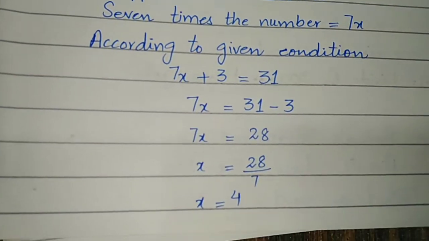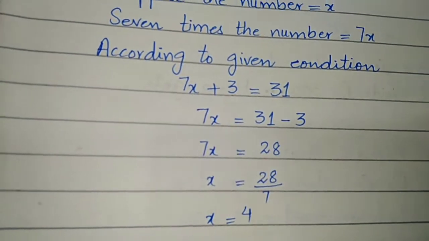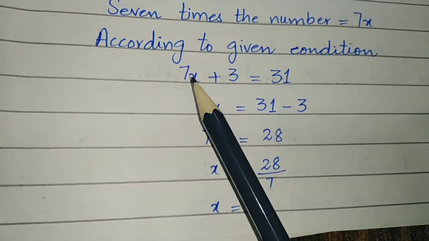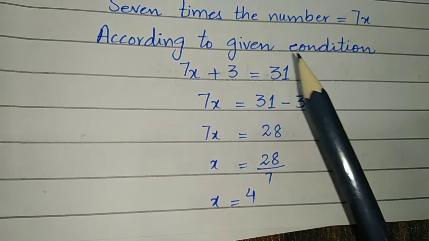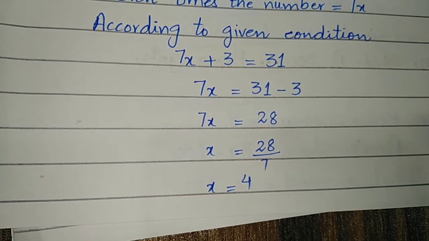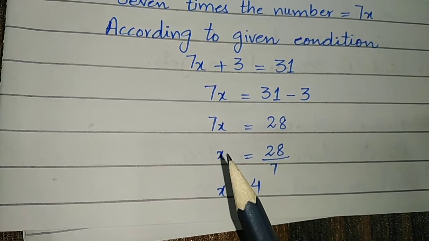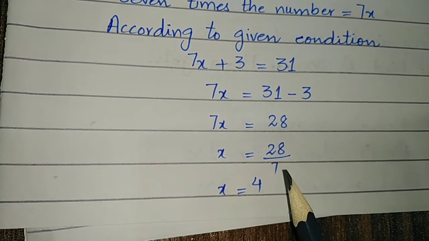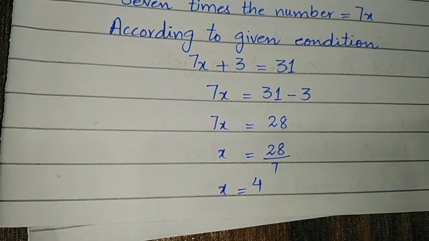Now we have to find the number. So it means we have to find the value of x. Now this 3 is being added with 7x, so it will be subtracted on the right hand side from 31. Now 7 is multiplying with x, so it will be divided on the right hand side with 28. After cancellation on the table of 7, we get x equals 4. It means the number is 4.